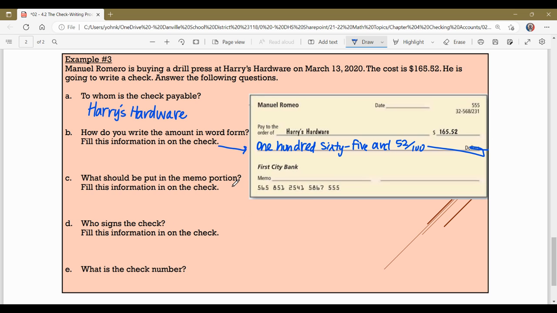What should be put in the memo portion? Fill this information in on the check. Well, the memo is a reminder of what the check's for. He was buying a drill press, so we're going to put drill press. Who signs the check? Fill this information in on the check. So we're going to sign it. Who signs it? Who wrote it? Manuel Romero.